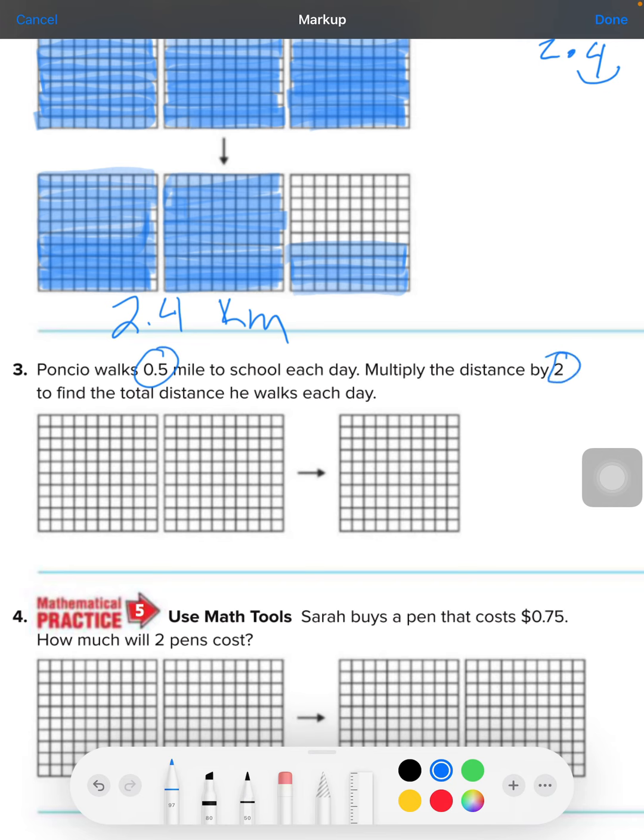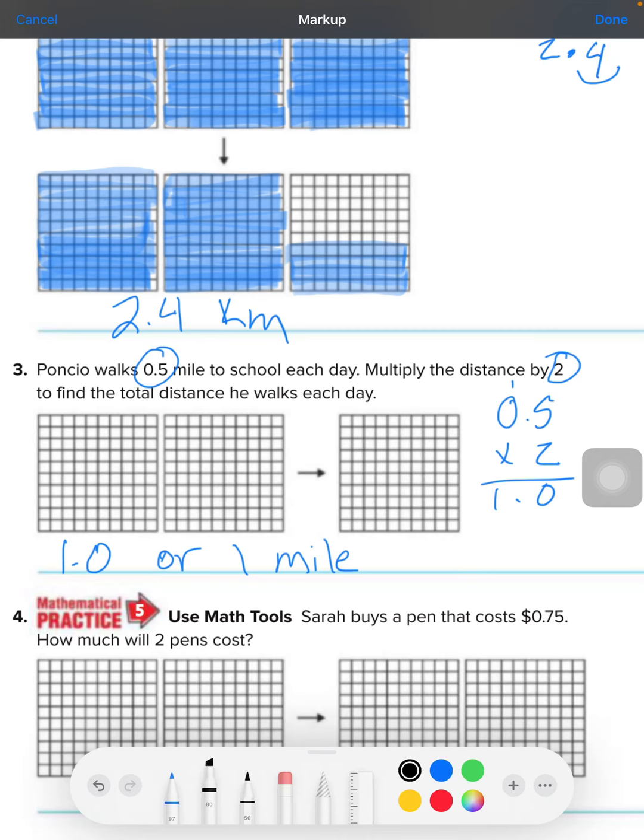Number 3, Panico walks 5/10 of a mile to school each day. Multiply the distance by 2. Find the total walking distance he walks each day. 2 times 5 is 10. 2 times 0 is 0. Bring down the 1. So he looks like he walks 1 mile each day.